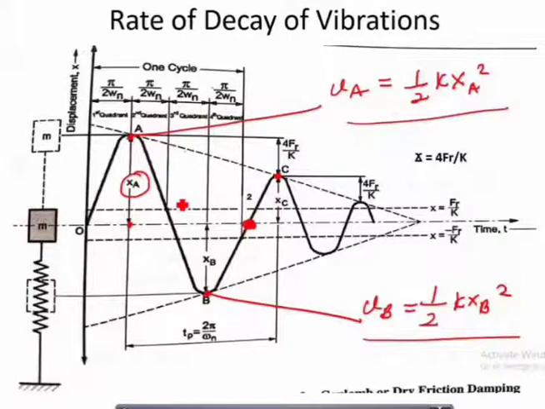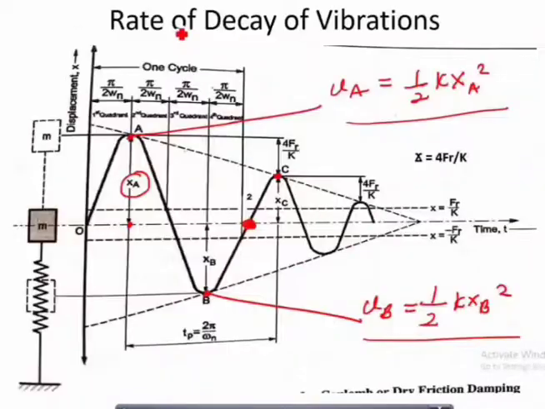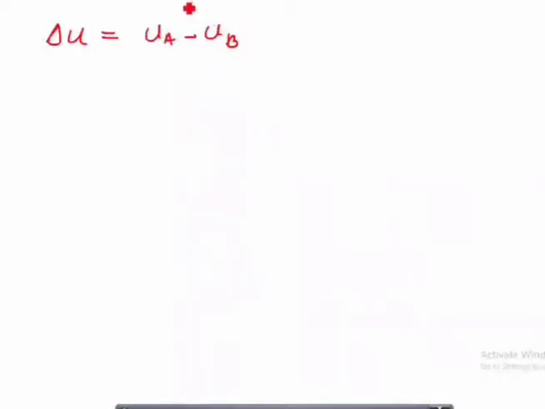Now, energy loss in a half cycle. How will you calculate energy loss in a half cycle? Let us say the loss of energy is del U, equal to UA minus UB. Why UA minus UB? If UA is the energy at point A and UB is the total energy at point B, then the loss of energy in a half cycle from point A to point B is given by del U equal to UA minus UB, right?